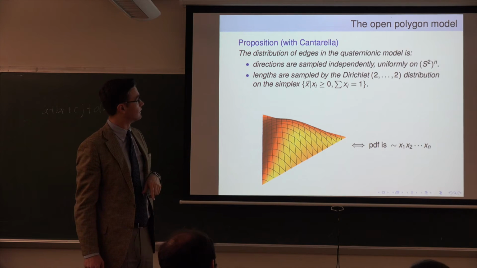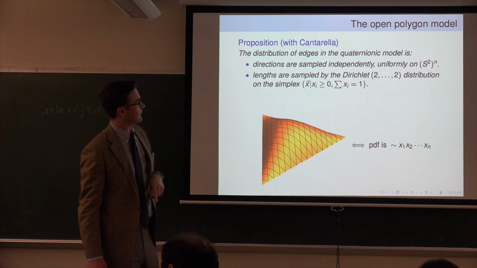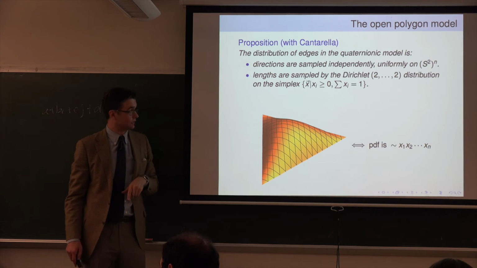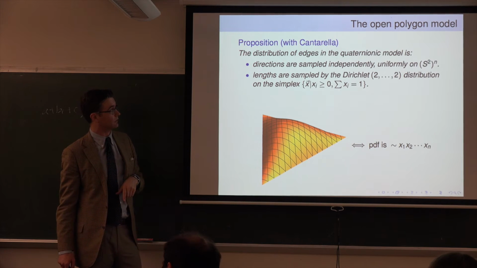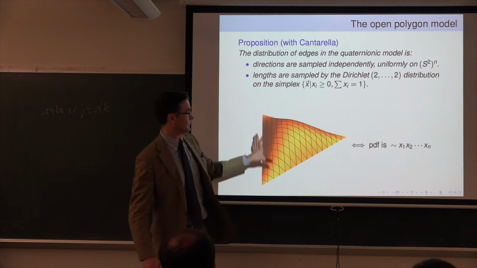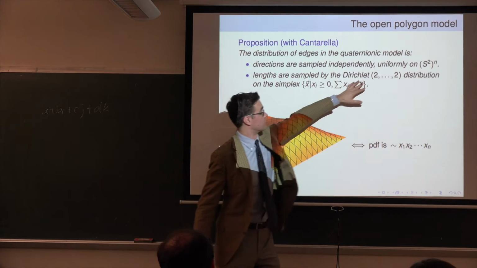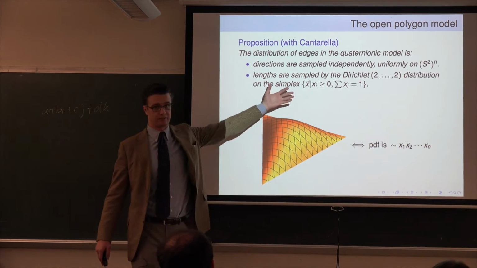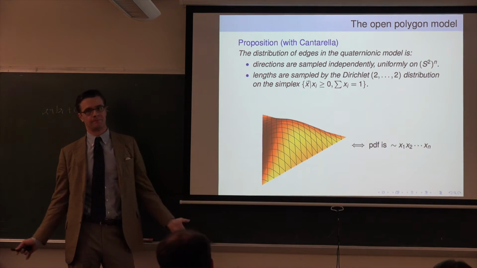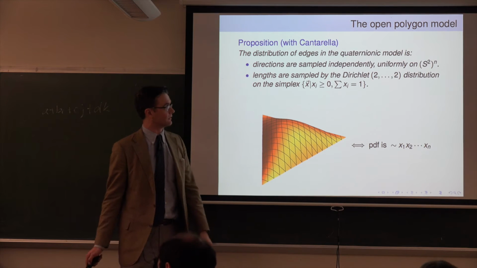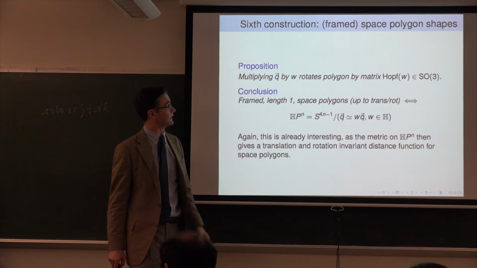So this is basically the argument that this, again, is a geometrically natural thing to do. If you take the joint distribution of edge lengths, you get what's called a Dirichlet distribution on the simplex. So let me just leave it at that and say it's something fairly natural.